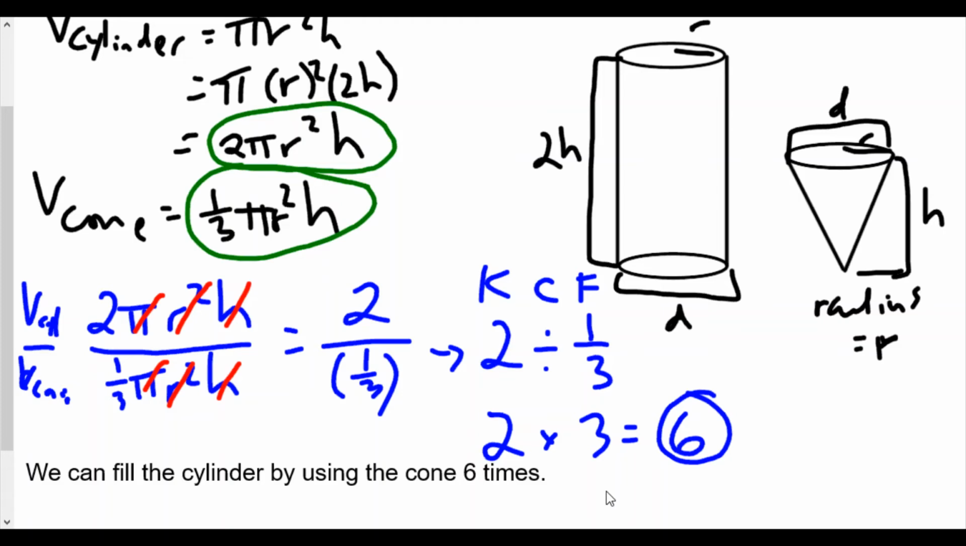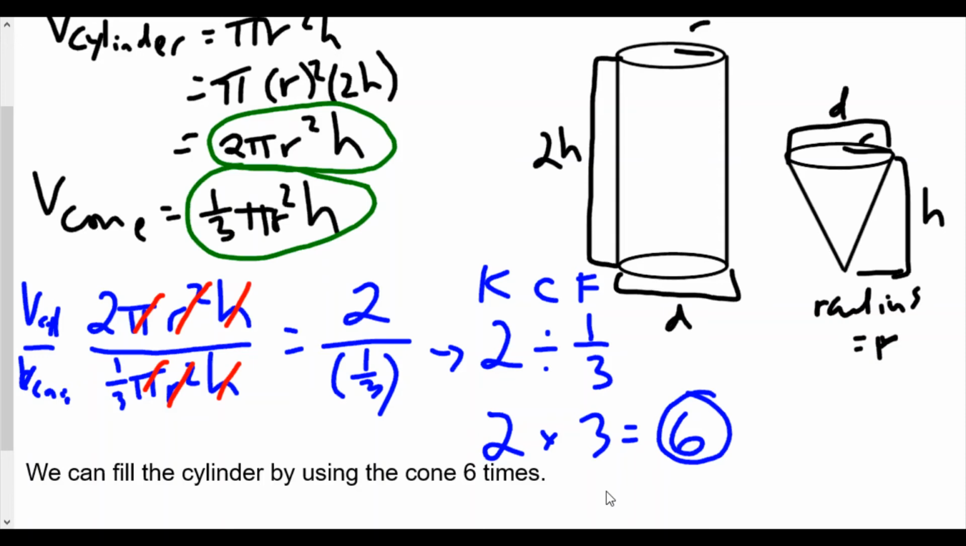Keep in mind, however, that we want to compare dimensions. If the radius was twice, it would not be 6. It would be quite different, actually. So it's very important to show the comparison of these two volumes using the same exact letters.